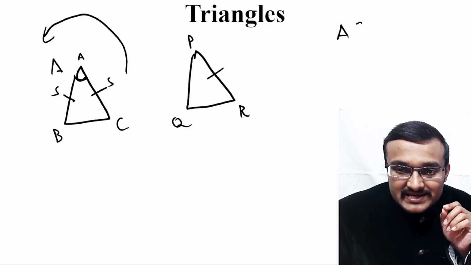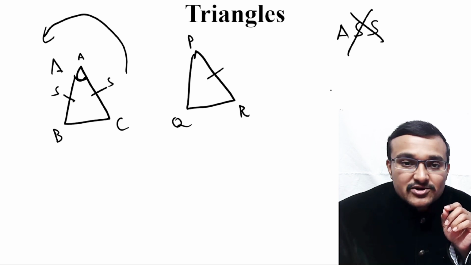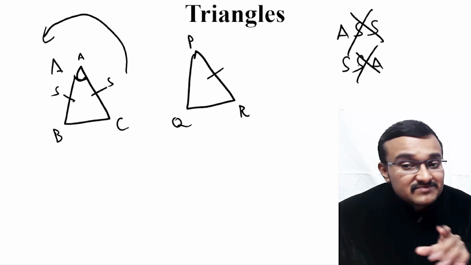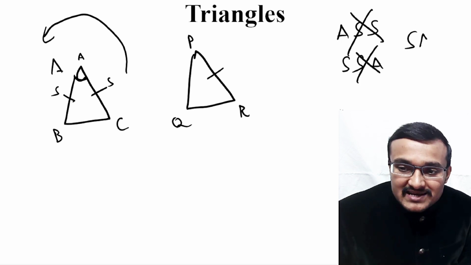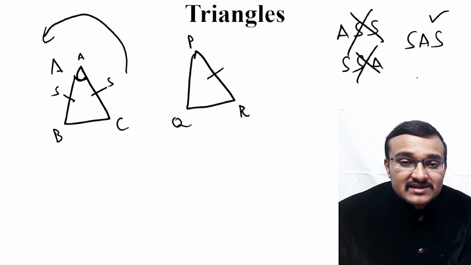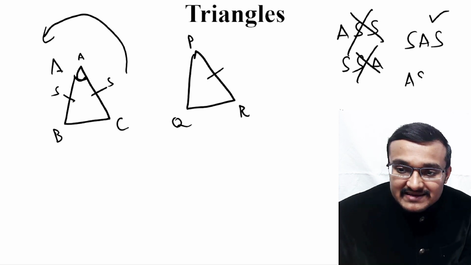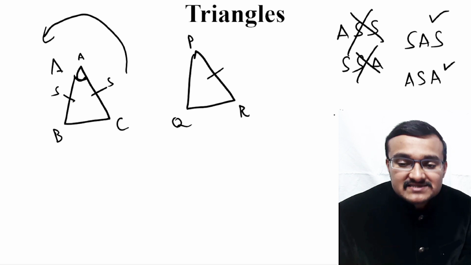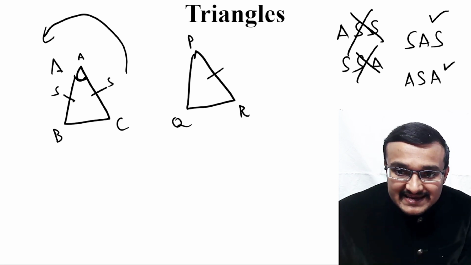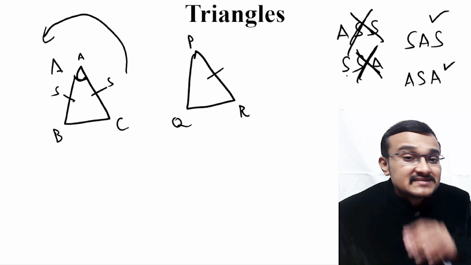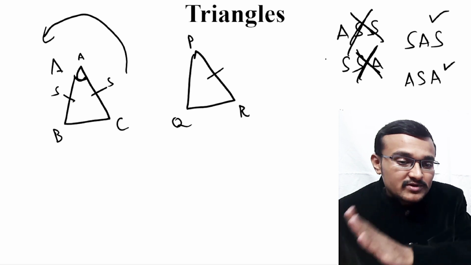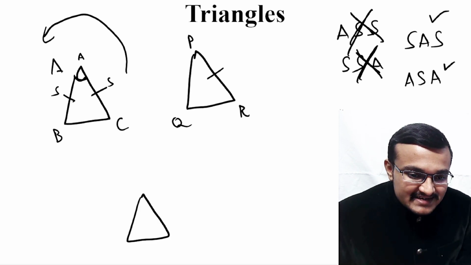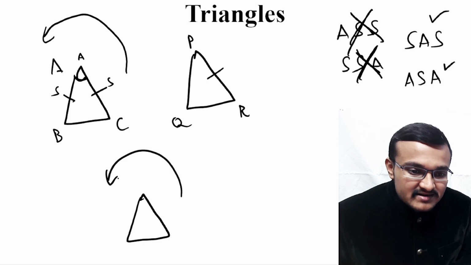So there is no ASS postulate or axiom. Similarly, the SSA postulate or axiom is also not there. Only the SAS postulate or axiom is there, and the ASA axiom or theorem is there. So only SAS and ASA are possible. ASS is not possible. SSA is not possible. So in order to not get confused with this, just go anti-clockwise in the triangle.